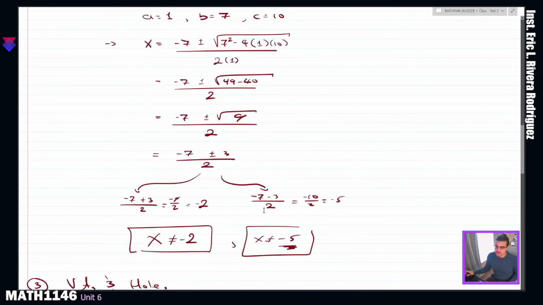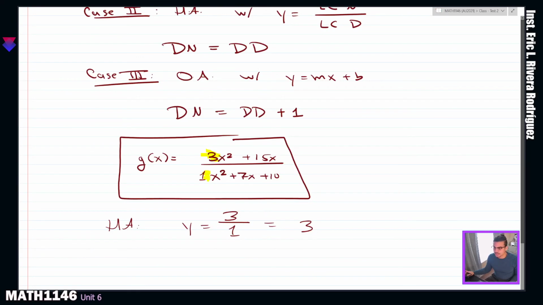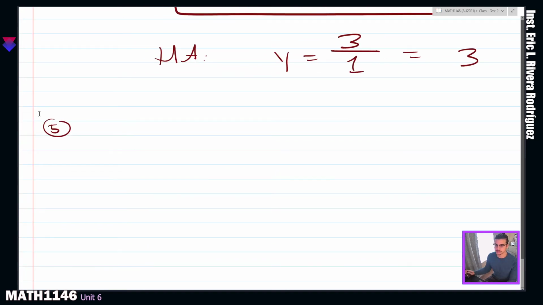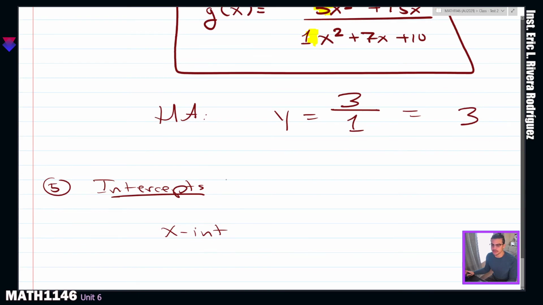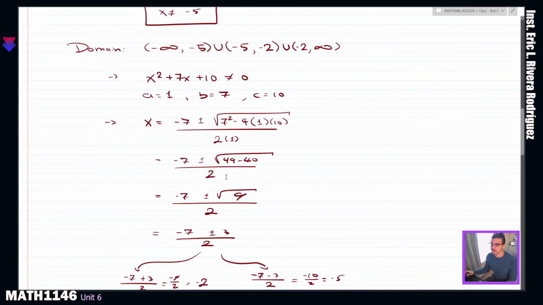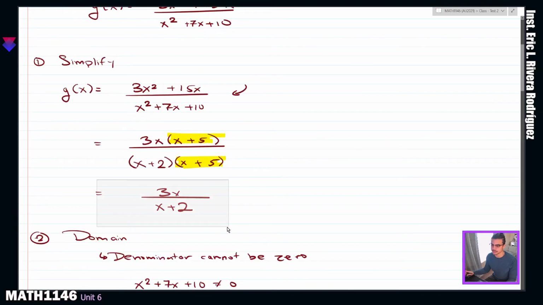Let's find the intercepts. Any questions so far? All right, so we know that we have x-intercepts and we have y-intercepts. Let's start with the x-intercepts. At this point, you want to use the simplified version. Let me just copy it, put it here.